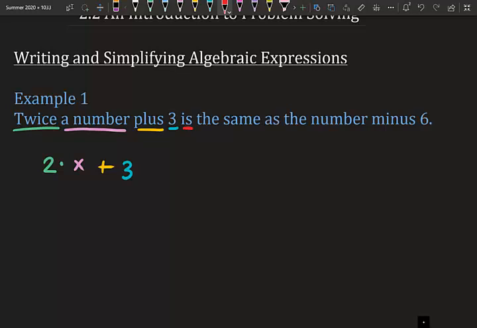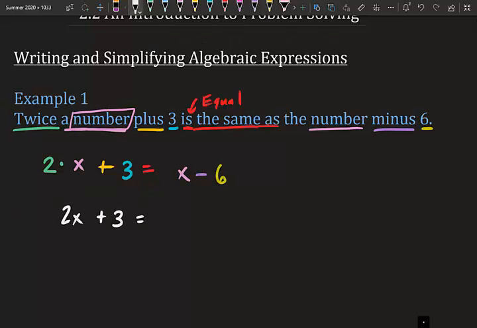Is, that always means equal. Is means equal. The same as, it just means equal, but I just wanted to point out is means equals. The number, we don't know the number, but we said the number represents x. Minus, I know minus, that's great, 6. So let's clean this up. We have 2 times x, that's 2x, plus 3 equals x minus 6. Now we can solve this.